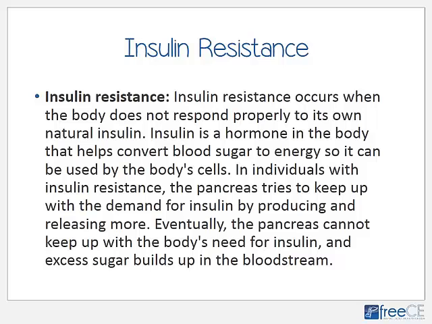And in those individuals with insulin resistance, the pancreas tries to keep up with that demand for insulin by pushing out more and more insulin from the pancreas. And eventually the pancreas just cannot keep up with the body's need for insulin, and we have an accumulation of excess sugar in the bloodstream. The pancreas is pushed to the maximum, pouring out all the insulin it can, and blood sugars continue to spiral up.